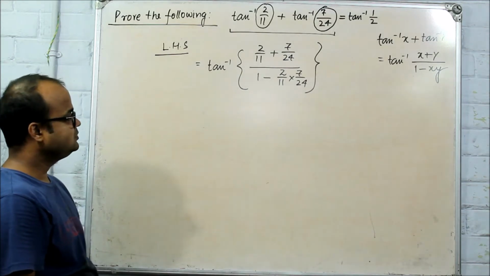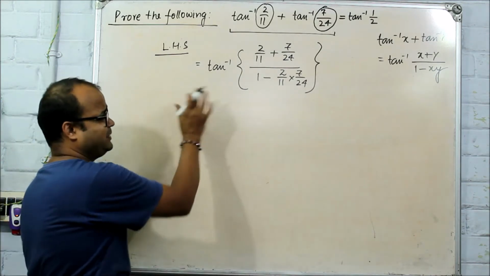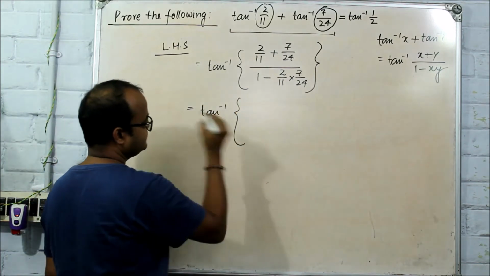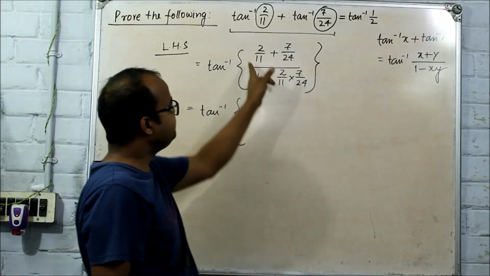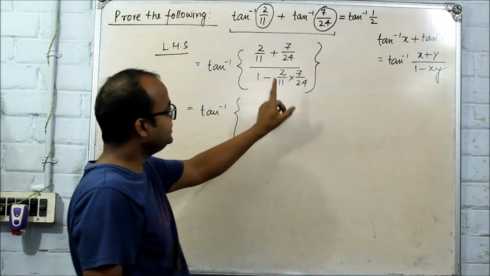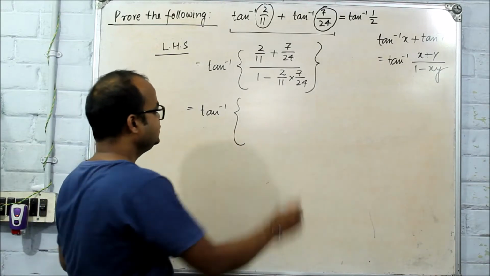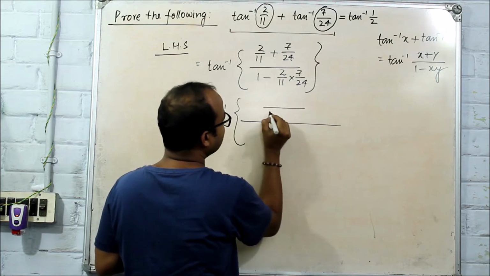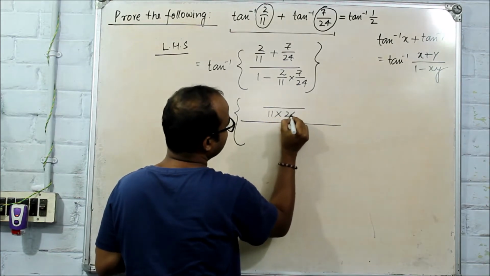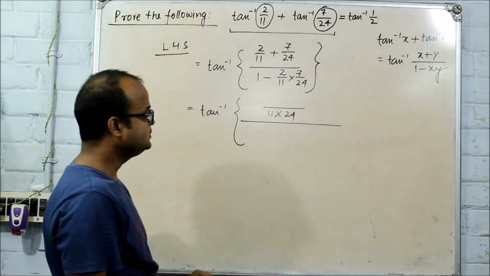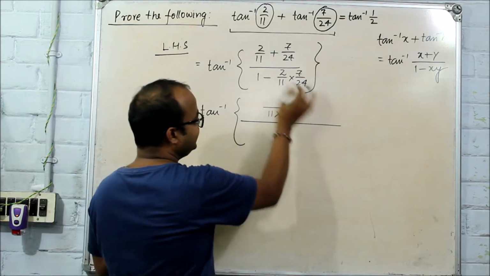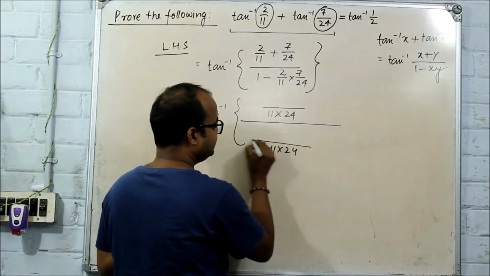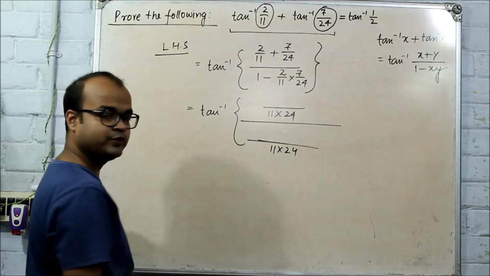Till now, I think we just apply the formula here. Tan inverse. Now, we simplify the numerator and we simplify the denominator. So if you simplify the numerator, the LCM will be 11 into 24. And if you simplify the denominator, 11 into 24, the LCM will be 11 into 24.